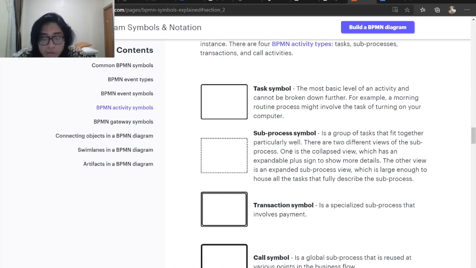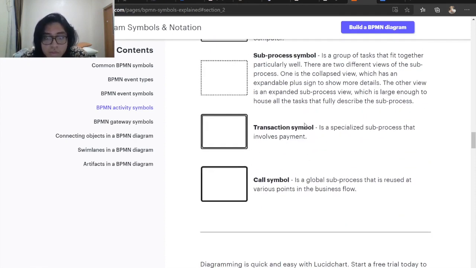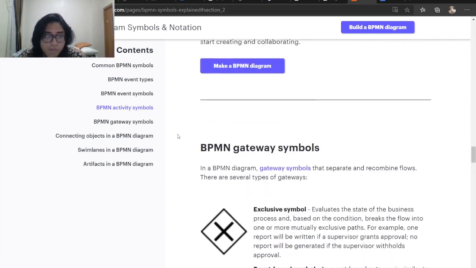There is the sub-process, which is a set of tasks that fit together particularly well. There are two different views of the sub-process. One is the collapsed view, and the other is an expanded sub-process view, which can be large enough to host all the tasks that fully describe the sub-process. There is the transaction symbol that involves payment, and a call symbol, a global sub-process that is reused at various points in the business flow.